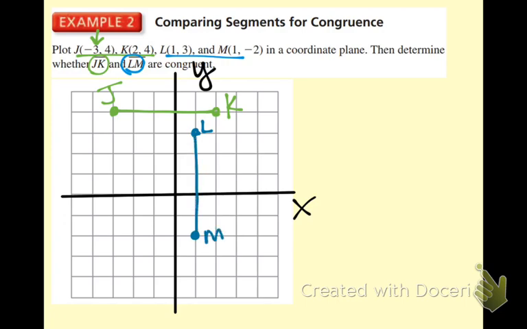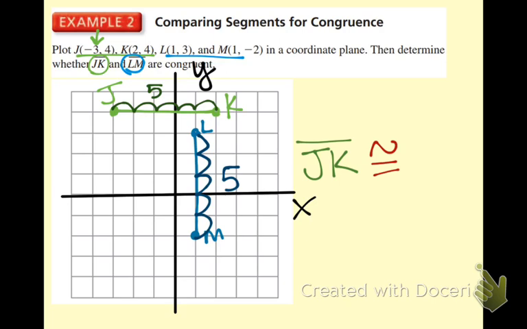All right, so there's a really sophisticated way that you can prove that they're congruent or not. Congruent means same measure. How can I find the measure? You count the boxes. So you got 1, 2, 3, 4, 5 for JK, and 1, 2, 3, 4, 5 for LM. So are they the same measure? Yes. So here's what you write: JK. If they're the same measure, what do we call that? Congruent. JK is congruent to LM. And that's your answer.